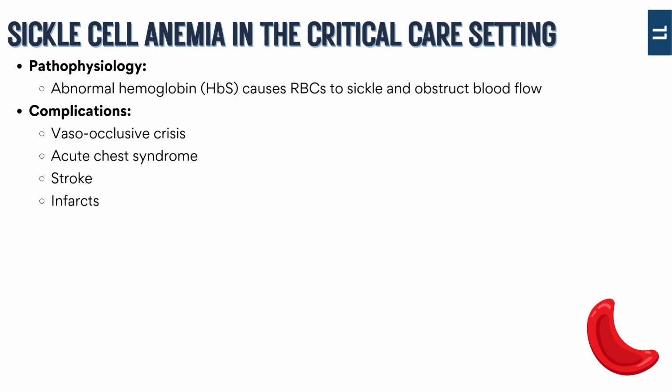Over time, the repeated sickling and unsickling of those RBCs damages blood vessels and tissues, leading to chronic complications like organ damage, and anemia from the shortened lifespan of those RBCs. So in the ICU, what are you most likely going to see is a patient that's in crisis. You may get a patient there for other concerns and they have sickle cell.